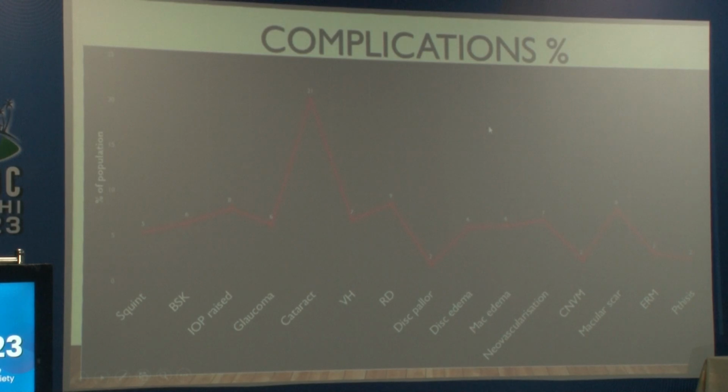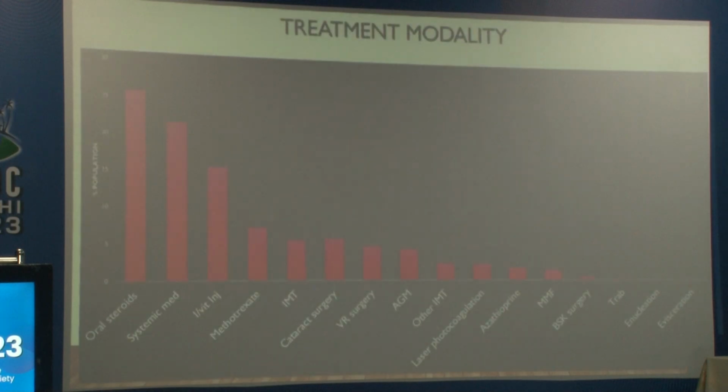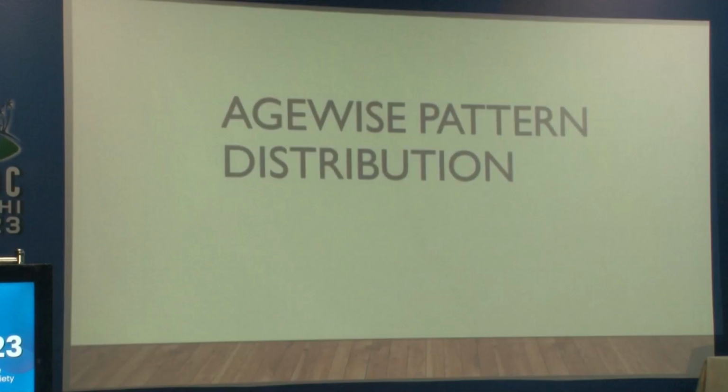Now on follow-up, in the pediatric uveitis patients, the major complication they develop is cataract, followed by macular scar formation as the posterior segment complication. The treatment we gave most was oral steroid, followed by systemic medications such as antibacterial and antiviral medications. Now we try to classify it by age-wise distribution.